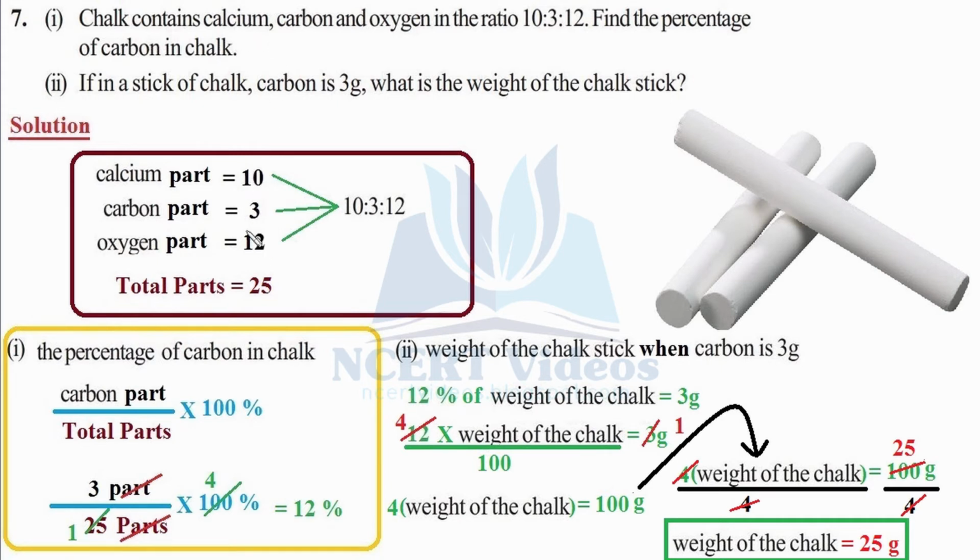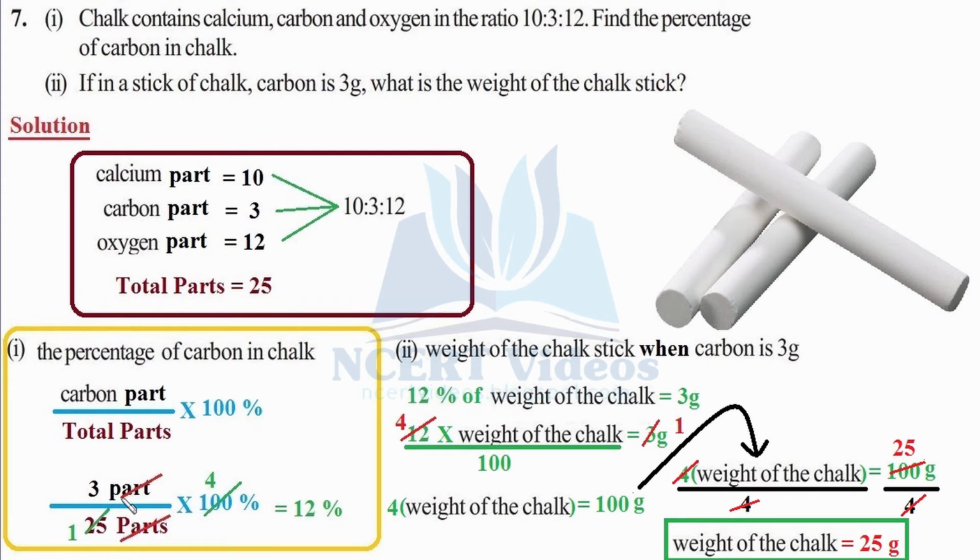So first of all, how do we solve it? We find the total parts, that is 10 plus 3 plus 12 is 25, and calcium part is 10, carbon part is 3, oxygen part is 12. So we don't have to find values of all the parts. We are only asked to find the percentage of carbon. So what is the part of carbon? Carbon is 3 out of total 25. So we took 3 out of 25, adding parts as well.